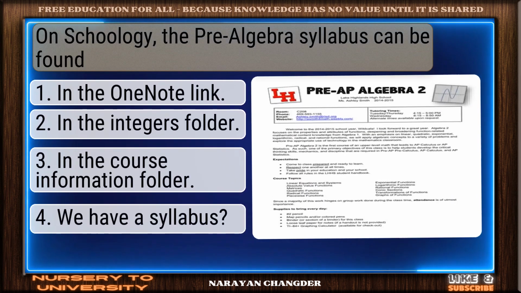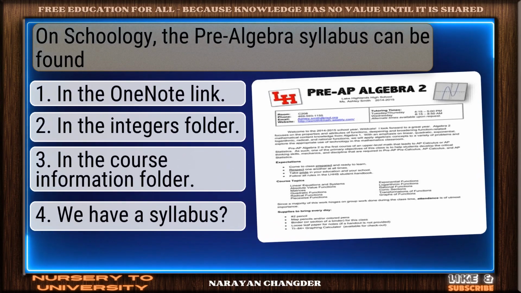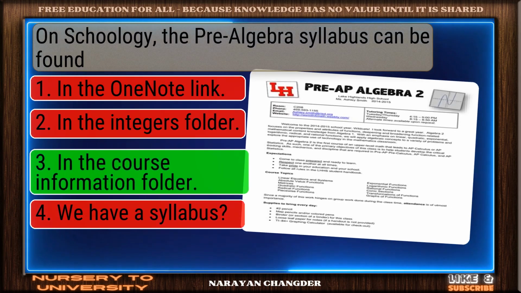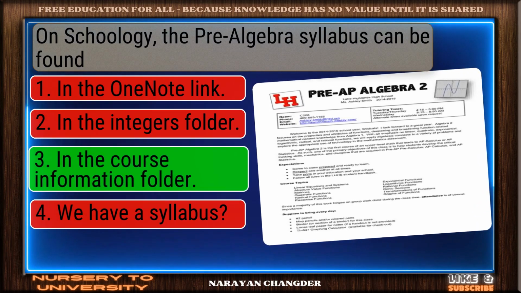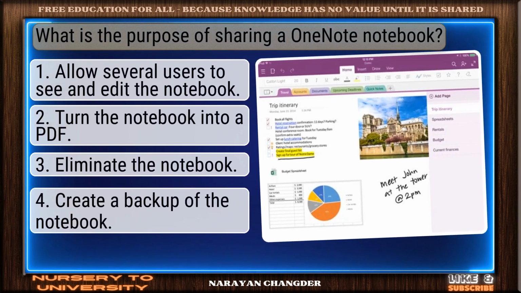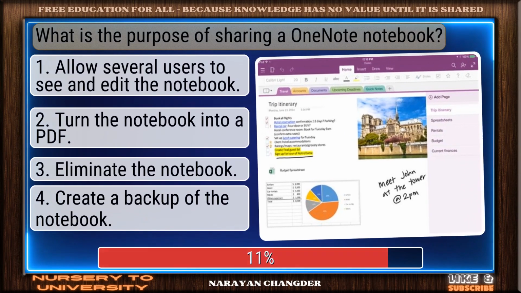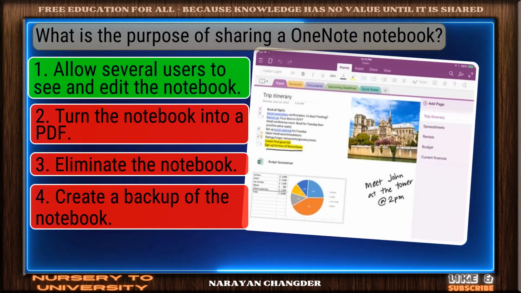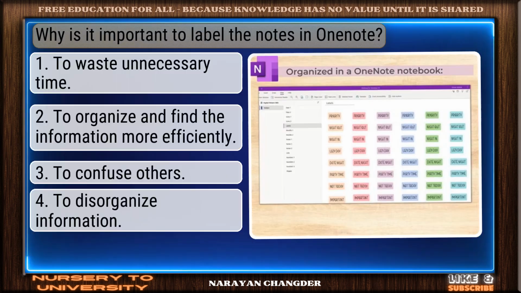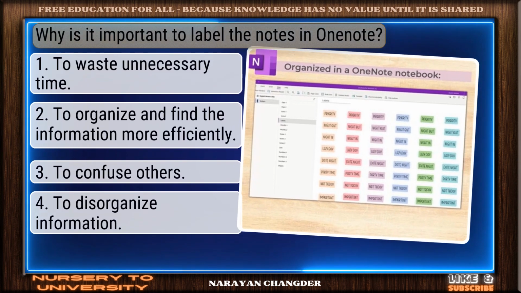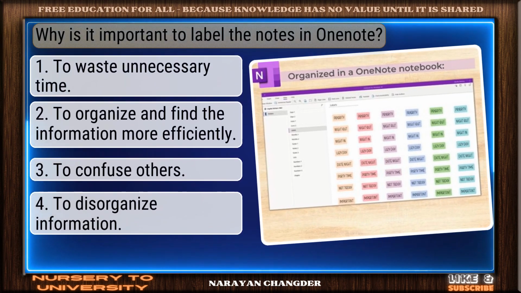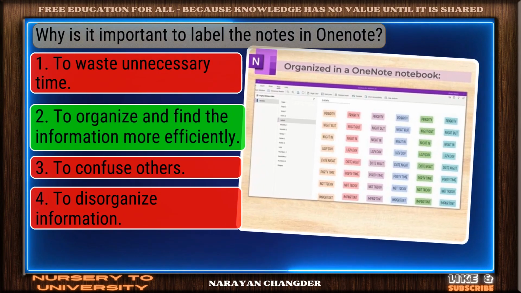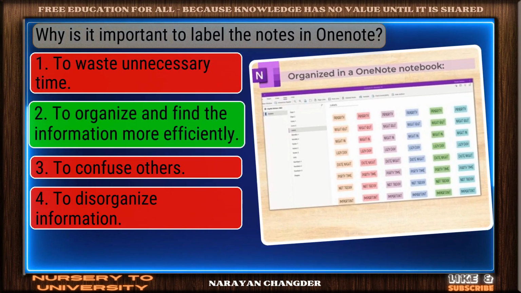Question number 44. On Schoology, the pre-algebra syllabus can be found. Strong choice. In the course information folder is the right answer. Question number 45. What is the purpose of sharing a OneNote notebook? Nicely done. Allow several users to see and edit the notebook is a solid answer. Question number 46. Why is it important to label the notes in OneNote? Perfect. To organize and find the information more efficiently is the correct choice.